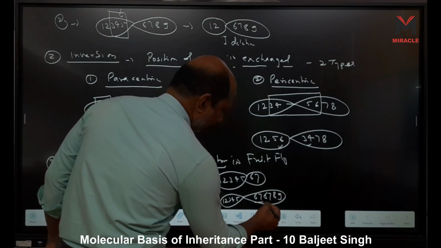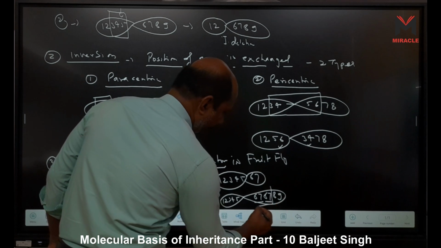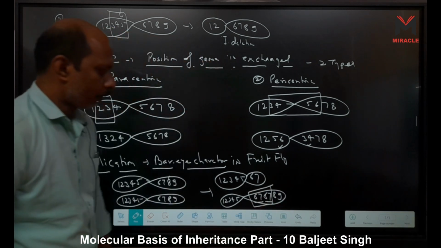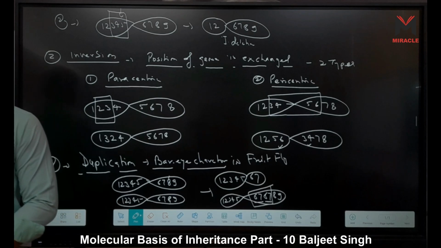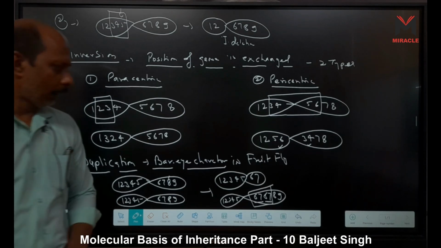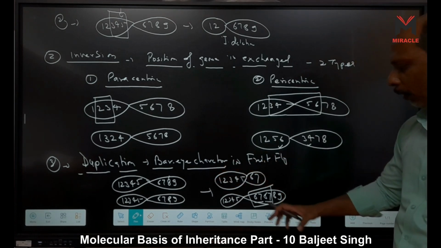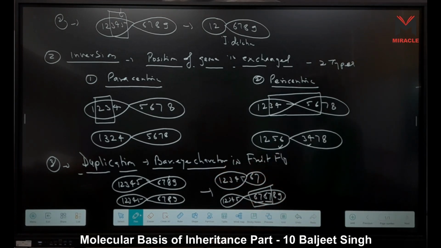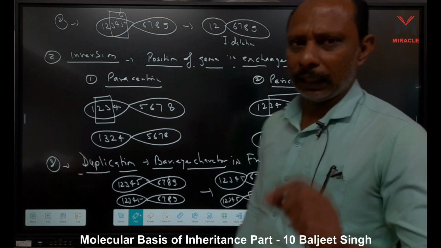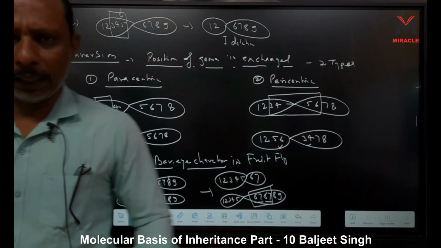Look here, these 6, 7, 6, 7, they are repeated. So this one is called duplication, right? This bar I character is present in fruit fly, Drosophila, due to this duplication. Bar I character means what? The eyes become narrower than the normal eyes, right?